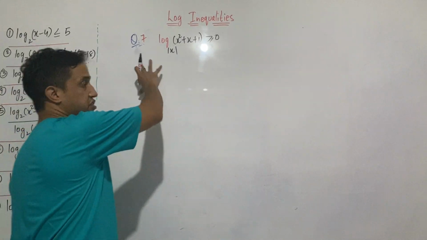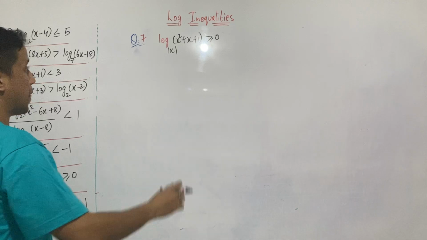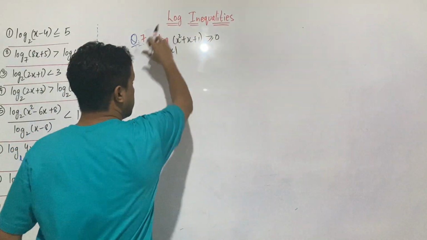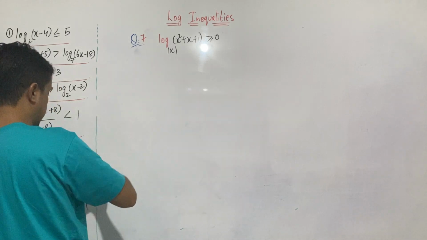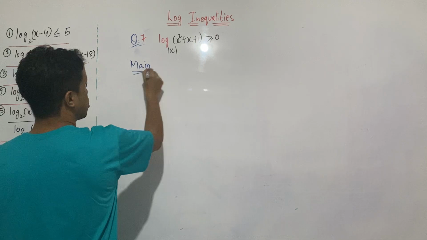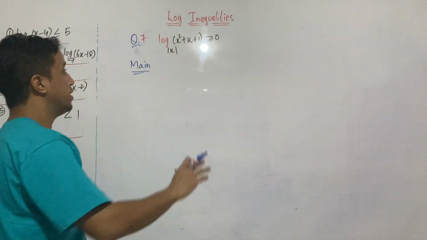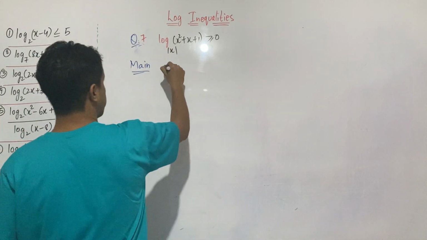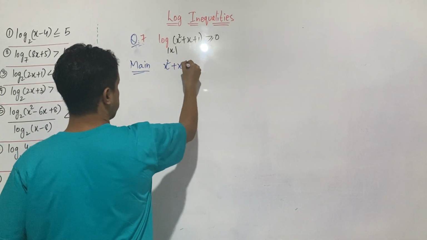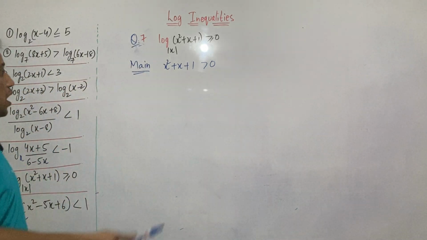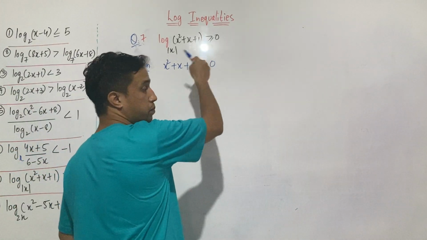Okay, so this is question number 7. Now here we have a mod of x in the base. If you look at the main condition here, this log is valid only when you have a positive real number in the argument, which means that x squared plus x plus 1 should be greater than 0.